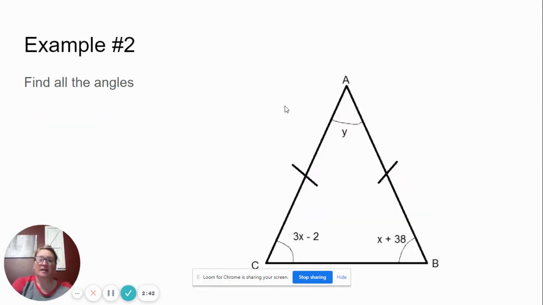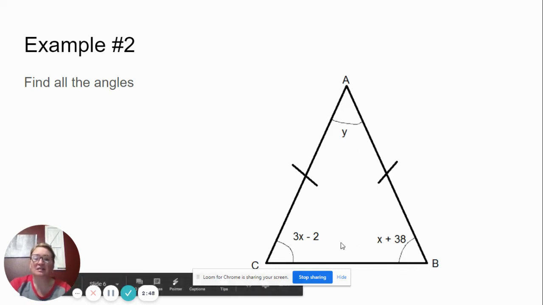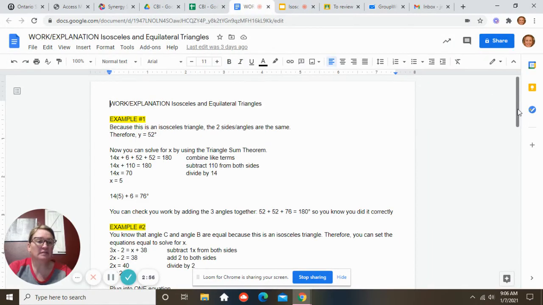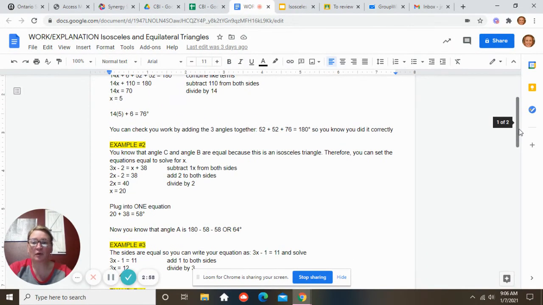Here is another type of problem. We know again that this is isosceles. So that means that these two angles are equal to each other. So that would be the first thing that we would need to do. Let's pull up this next example.